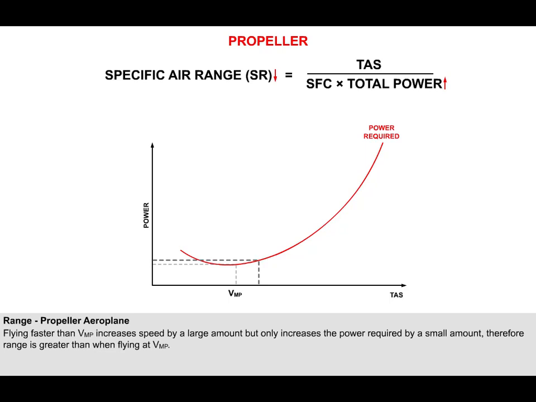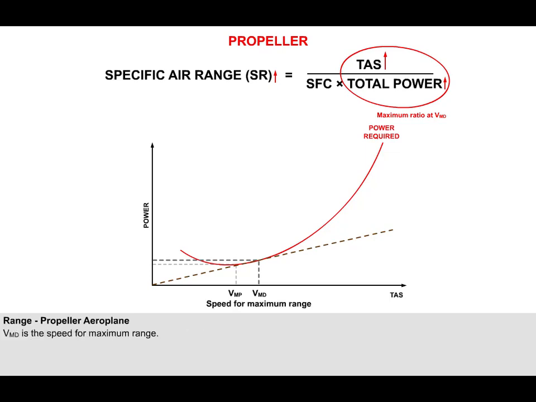From the formula, we see that whilst power required has increased a little, which is bad for range, the airspeed has increased significantly, which is good for range. Consequently, the overall effect is an increase in the range. The point at which the speed-power ratio is at a maximum is the tangent point of the curve. You may recall that this speed is VMD. Therefore, it is VMD that is the speed for maximum range for a propeller aeroplane.